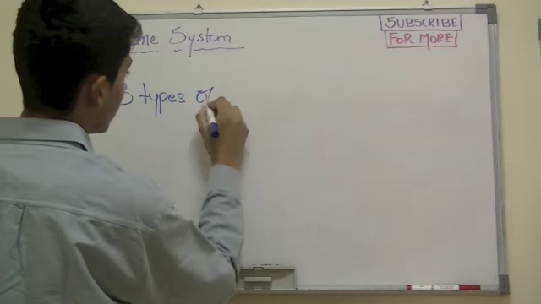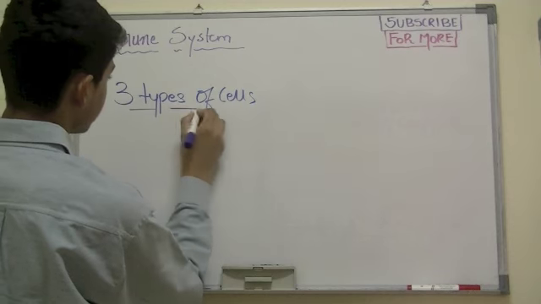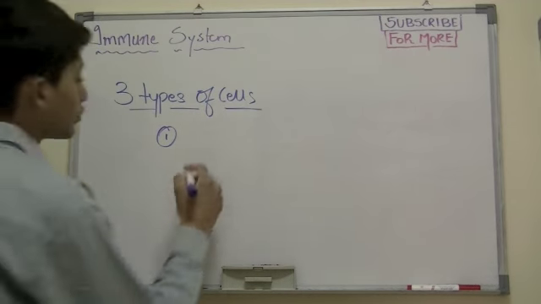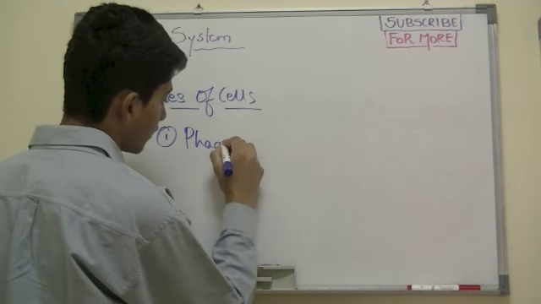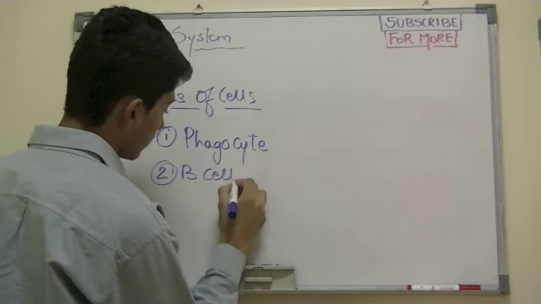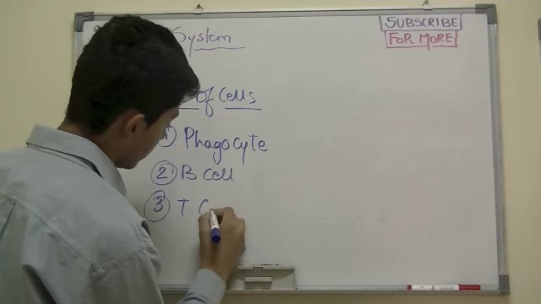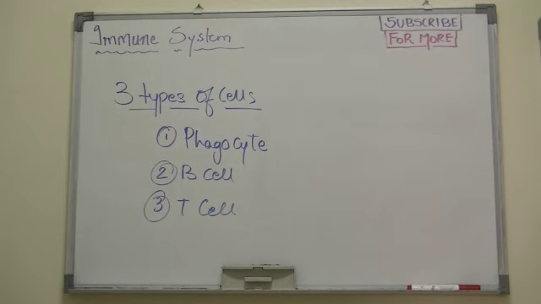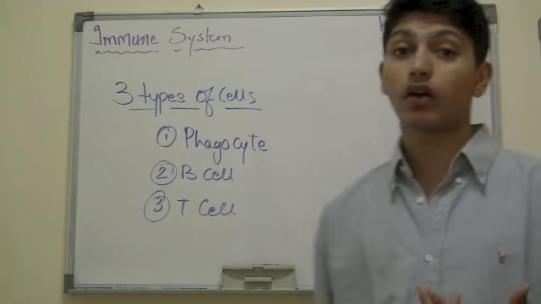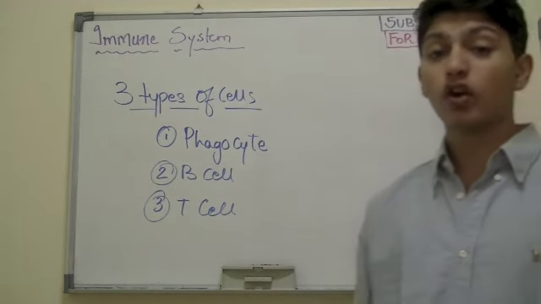Three types of cells. What we'll do is first list them out and then start talking about them. The first one would be phagocyte. Then there is B cell, and the third would be the T cell. Okay? So these are the three types of cells that protect us or fight against the pathogens that are invading into our body. So what is a phagocyte?